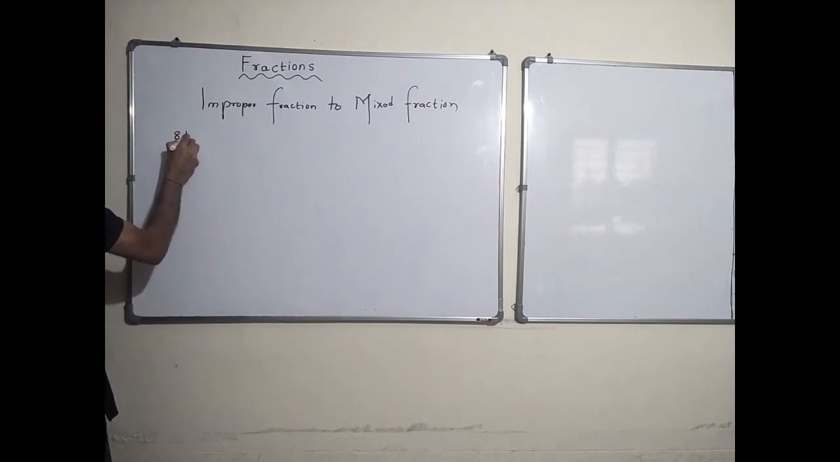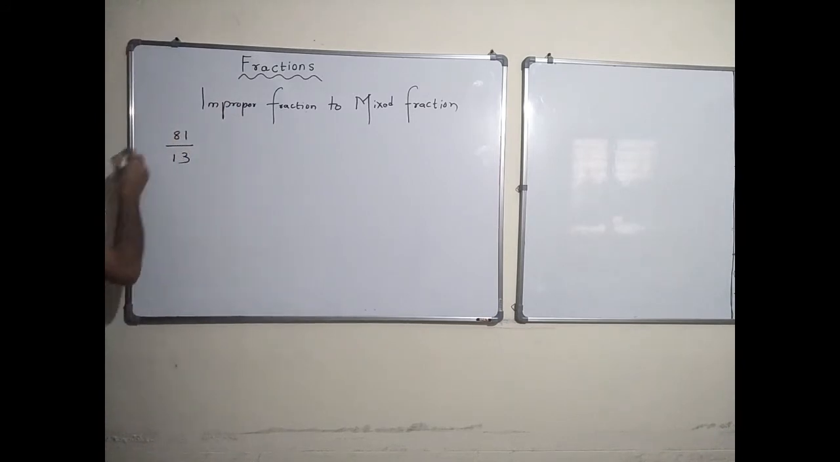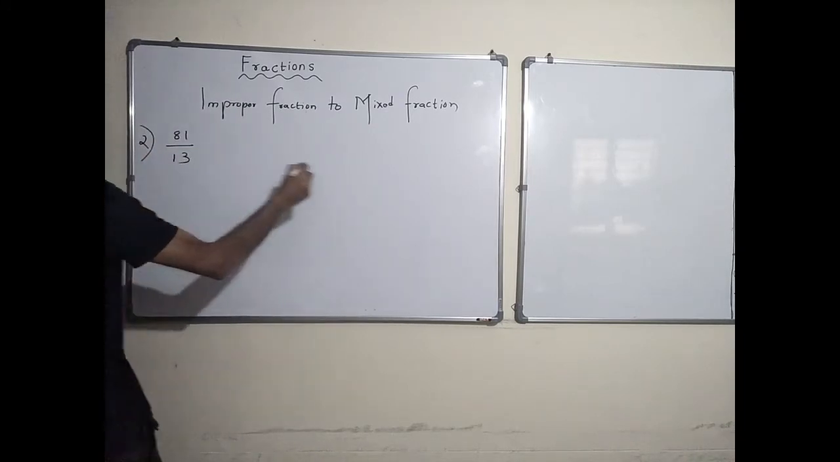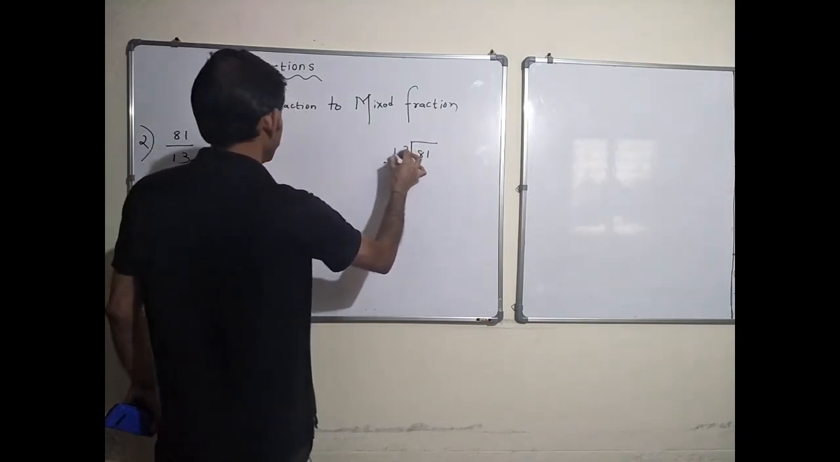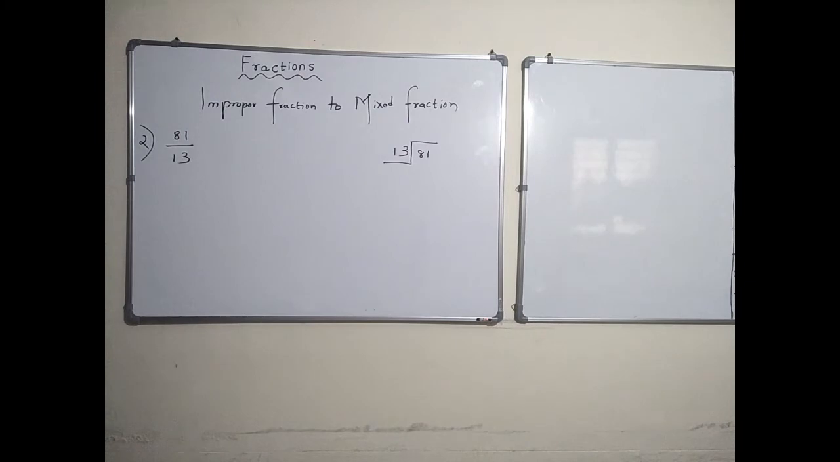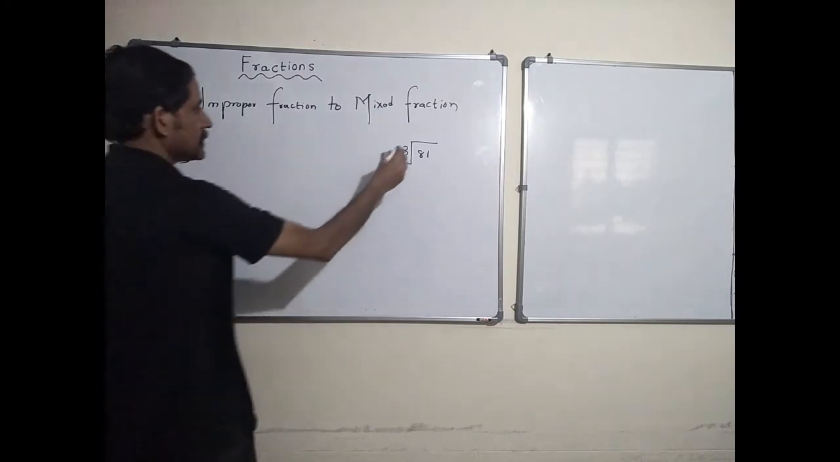81 by 13. Let's take this example. I will not write q here. Let's divide this, 81 by 13. 13 6s are 78.